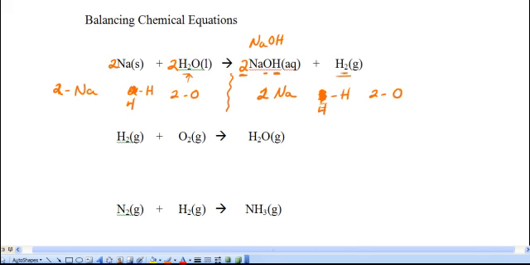And so now if we take a quick inventory, I have 2 sodiums on the reactant side, 2 sodiums on the product side. We're good there. I have a total of 4 hydrogens on the reactant side. I have a total of 4 hydrogens on the product side. So I'm good there. I have a total of 2 oxygens on the reactant side. I have a total of 2 oxygens on the product side. So now we're balanced. We have equal numbers of all elements on both the reactant and the product side.